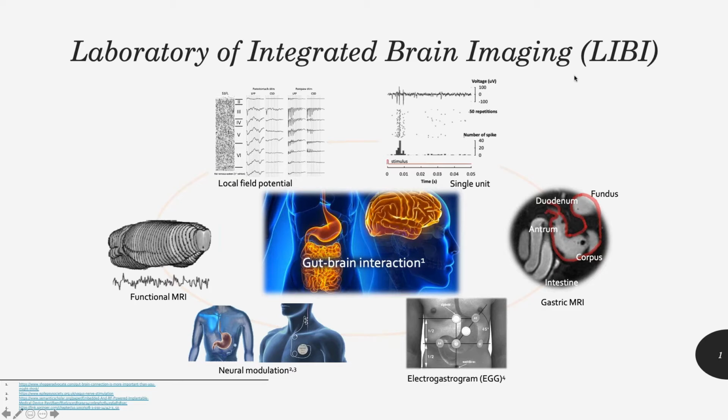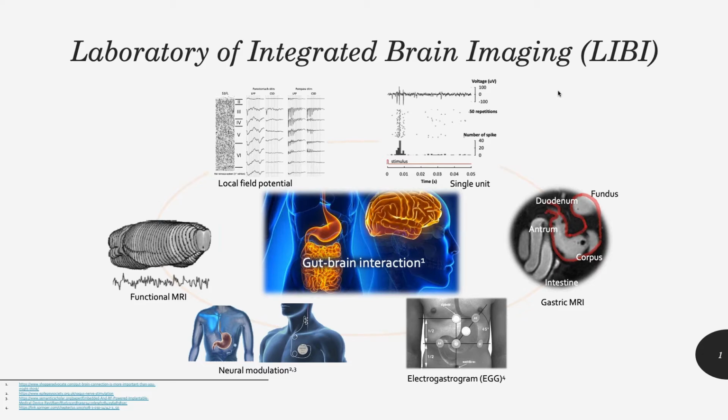Okay, sounds good. So I'm going to briefly introduce some of my lab's work. Our lab is called the Laboratory of Integrated Brain Imaging. One of our focuses is how the gut and the brain interact with each other. There are multiple connections between the stomach and the brain, such as hormones. One of the most popular is the microbiome. Our interest is in the neuronal connection between the gut and the brain.